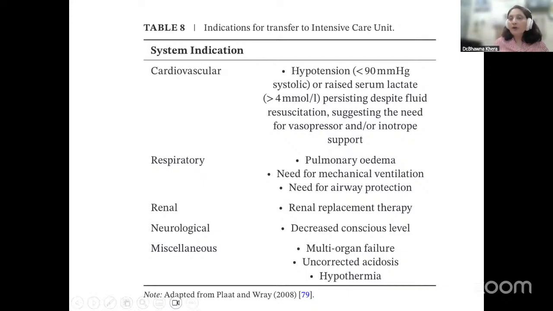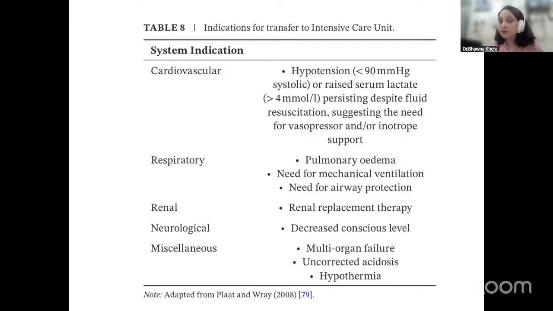So I was talking about the indications for transfer to the intensive care unit. Now, if the hypotension is less than 90 millimeters of mercury systolic, or the raised serum lactate. See, 2 is the cutoff where the patient will be in septic shock, but 4 is the cutoff where she needs to be transferred to the intensive care unit, right? So it is the raised serum lactate persisting despite fluid resuscitation, suggesting the need for vasopressor or inotropic support.